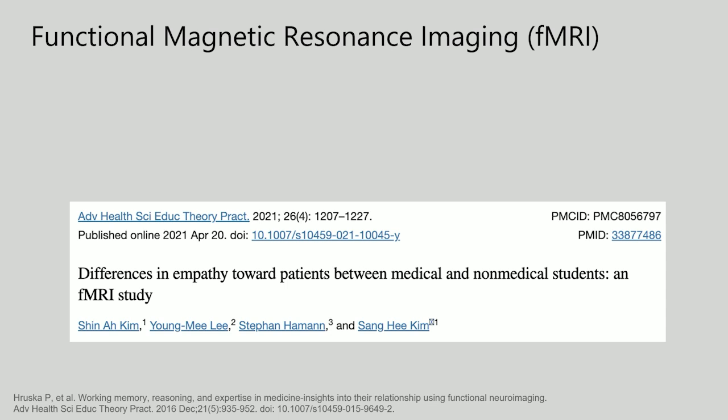Again, a lot of these studies are small, less than 20 trainees in general. And then lastly, besides the expense, it's not portable. And so how are you getting your trainees to come and do this extra fMRI study?